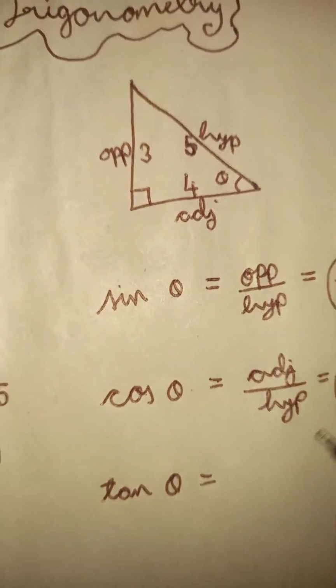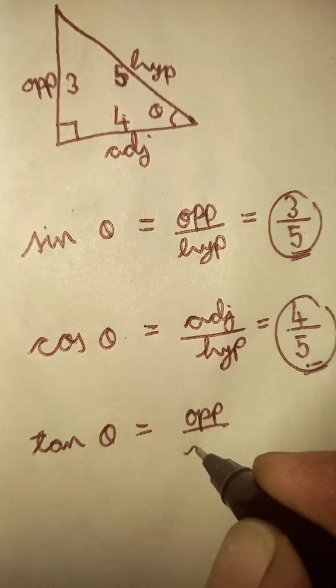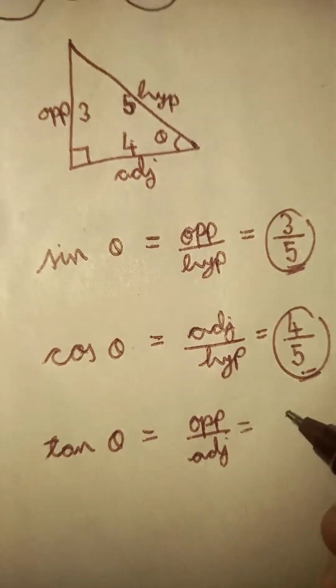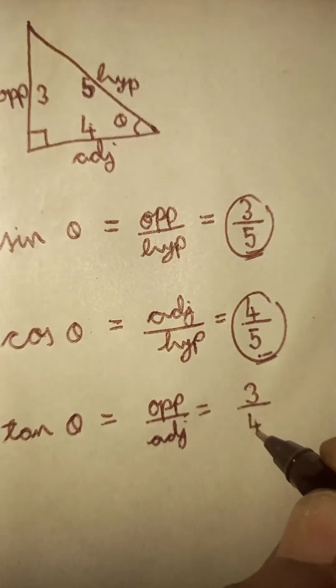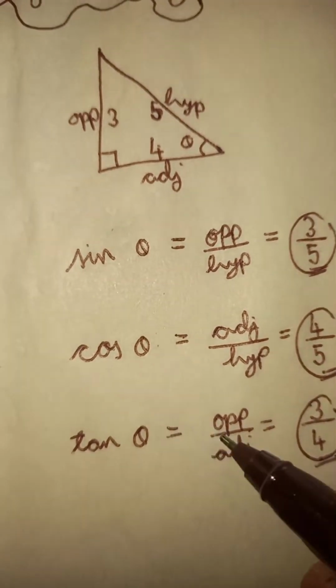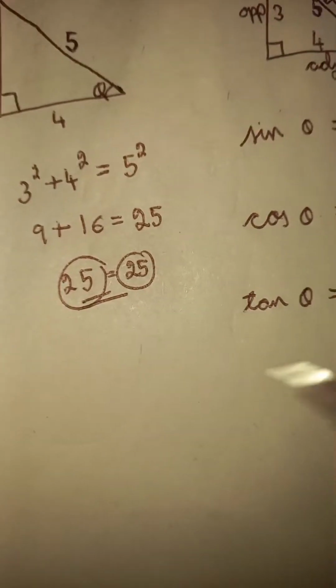Tan theta means here it is opposite by adjacent. So you can write it as opposite by adjacent. So you're going to get opposite as 3 units, adjacent 4 units. You get it as 3 by 4, the ratio of tan theta. Now the reciprocals of these three, you're going to get like this.